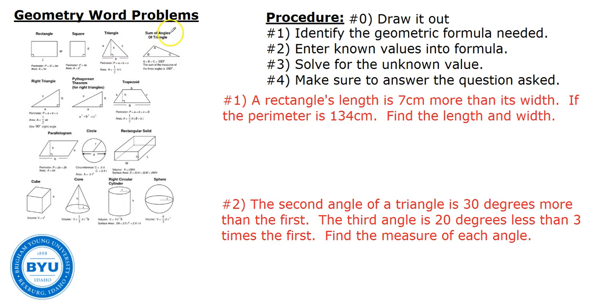When doing a geometry word problem, you should follow a 5-step procedure. I call this step 0. Step 0, you should draw it out. Step number 1, identify the geometric formula you need. You'll need to find it online or using a formula sheet like this. Step number 2, enter the known values into the formula. So they'll give you some values, you'll enter those in, and then you'll want to solve for the unknown value.